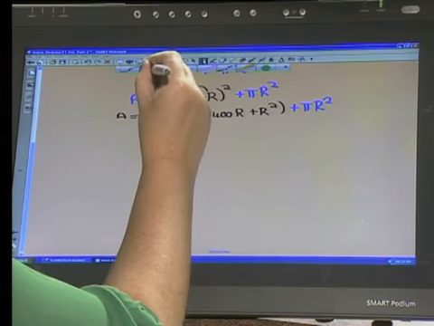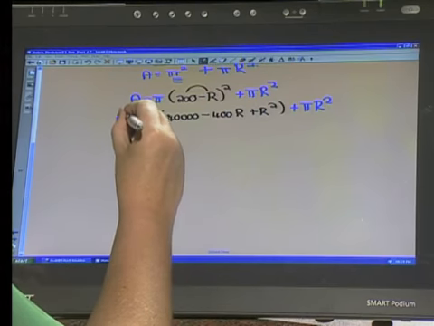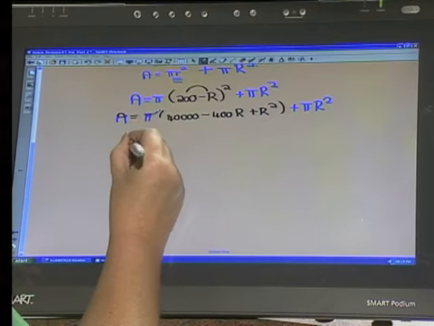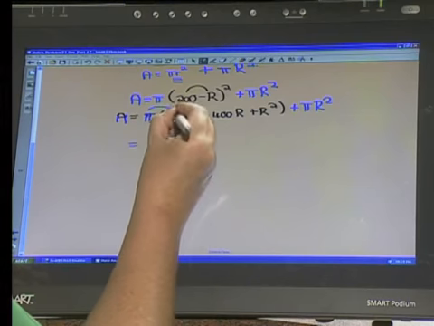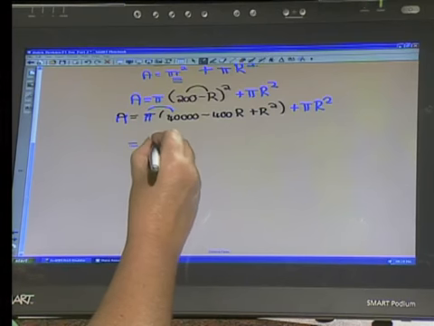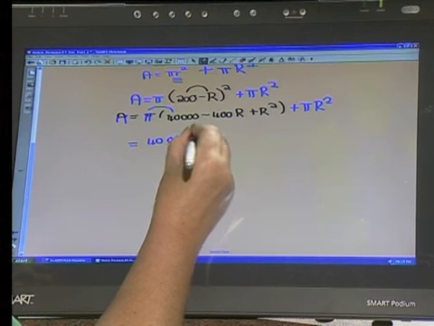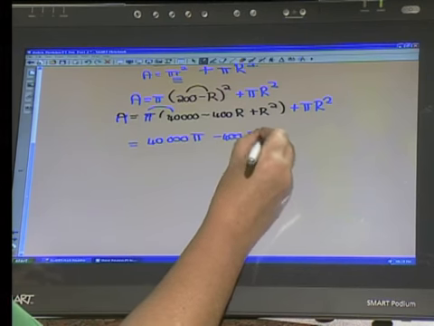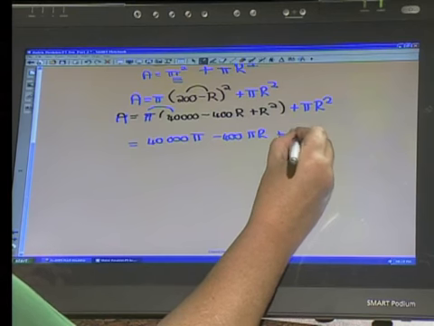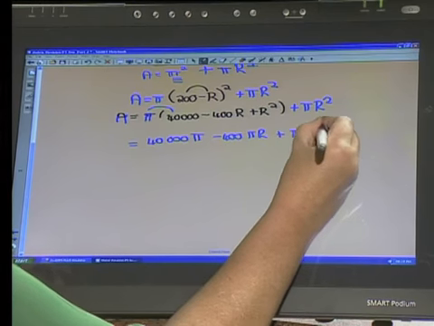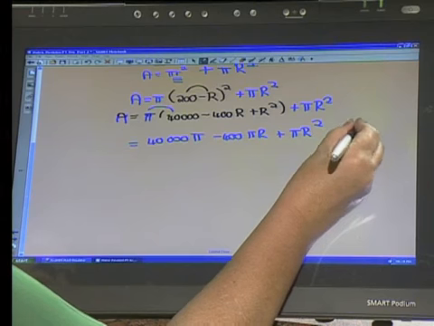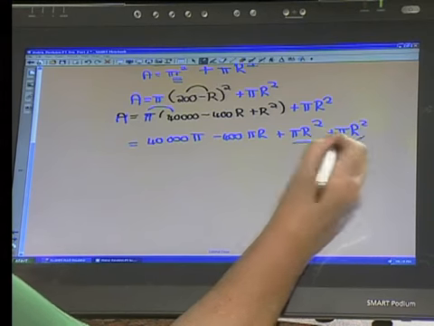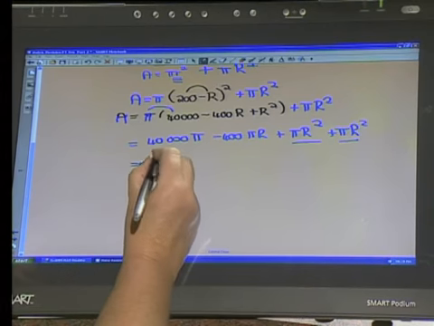Let's go back to the question. Right, so I've just managed to rub out a little bit of my question there. So now I'm going to times the pi in. So I've got 40,000 pi minus 400 pi big R plus pi R squared plus pi R squared. Now that's very good news because those are like terms, aren't they? Now normally when we write an expression, we always start from the biggest power to the least power.